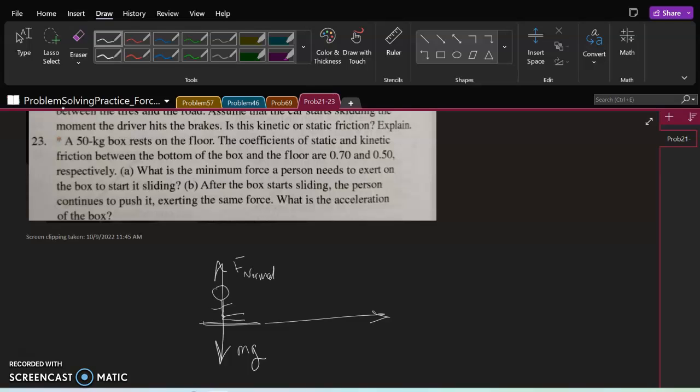Because the student's not accelerating in the vertical direction. So this one is also mg, just pointed in the other direction. Now there's a force here that I'm pulling with, and there's a force of friction in the other direction. So I might call this the applied force, and I'll call this the force of friction.